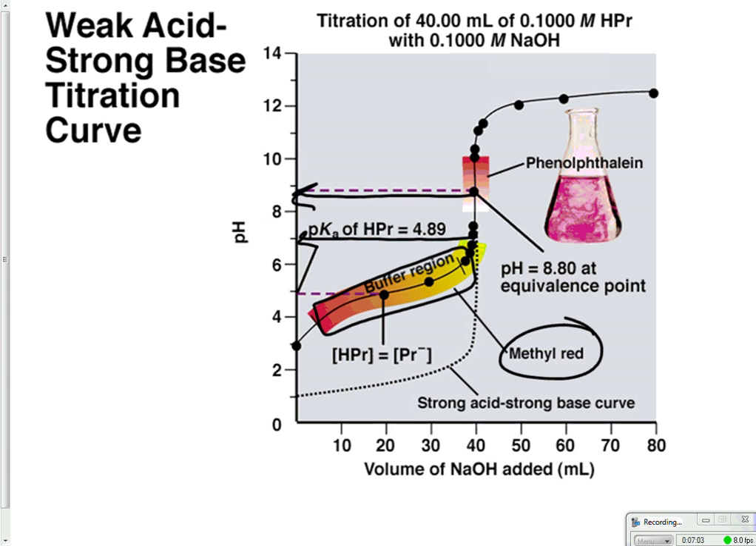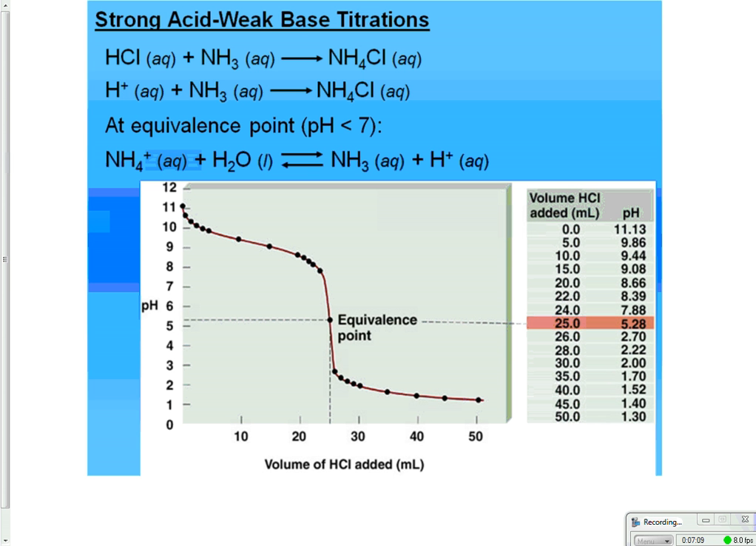So you want to really, really pay attention to that when you're picking your indicator for your solution. Now, the other type of titration that doesn't get as much press is strong acid with a weak base. If I took H plus and a weak base, what's happening is the H is going to come over here, creating basically NH4 plus, a positive ion.